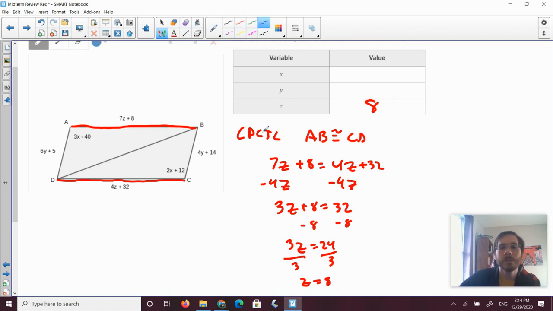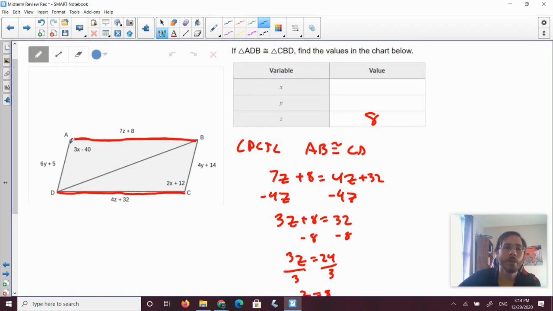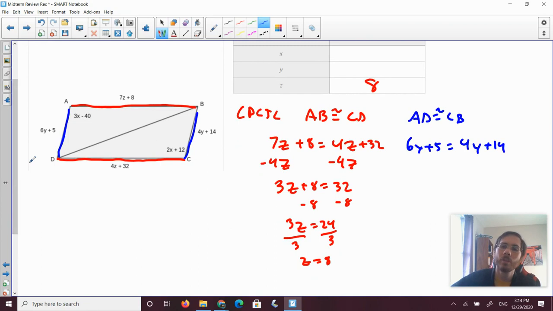But again, from CPCTC, if we go back up to our two triangles, if I want to find AD, AD is the first two letters. That's the same as CB. So CB is right here. So I can actually set these two expressions equal to each other. So 6y plus 5 is equal to 4y plus 14. Again, it looks like we've got a little bit of algebra, but this will get us y. So it looks like we're solving backwards. That's okay. We can solve backwards.